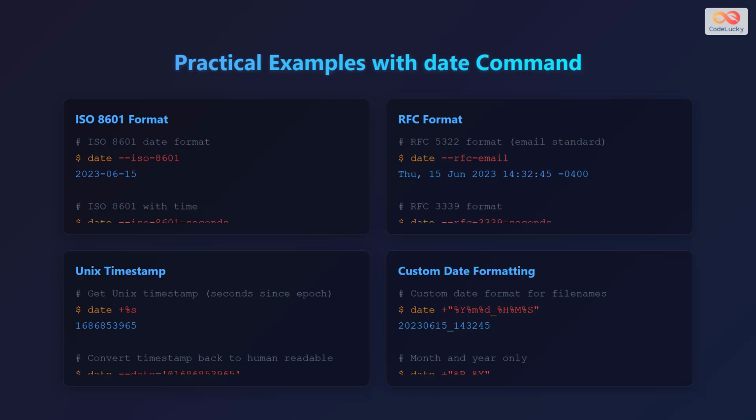The command date +%Y%m%d_%H%M%S will output the date and time in a format suitable for file names, ensuring they are sortable by date and time. For just the month and year, the command date +%B%Y will display the full month name and the year.